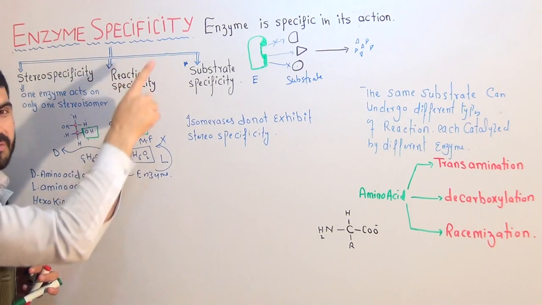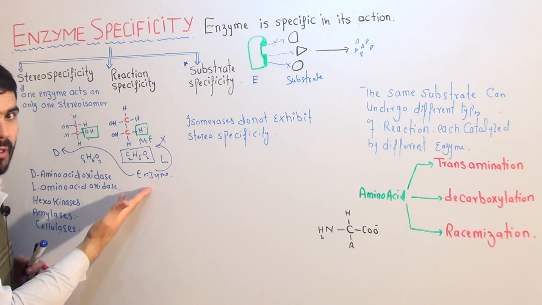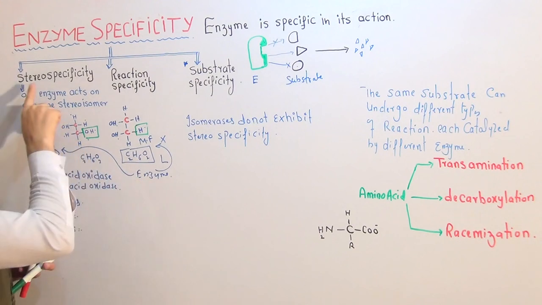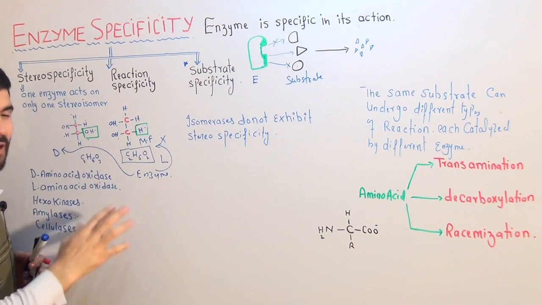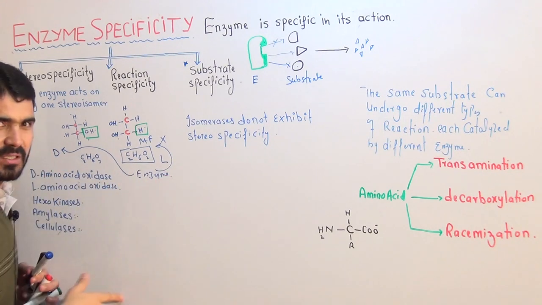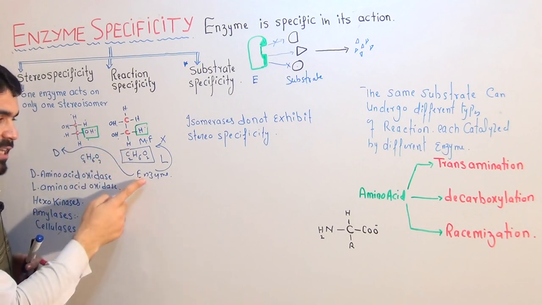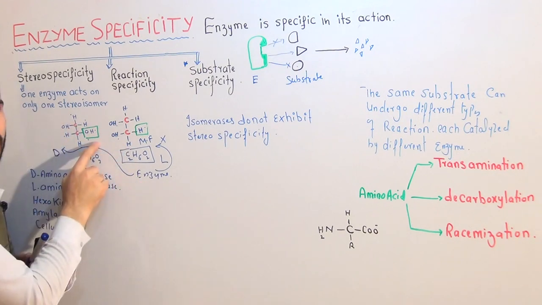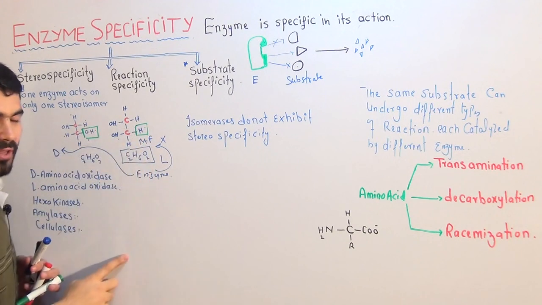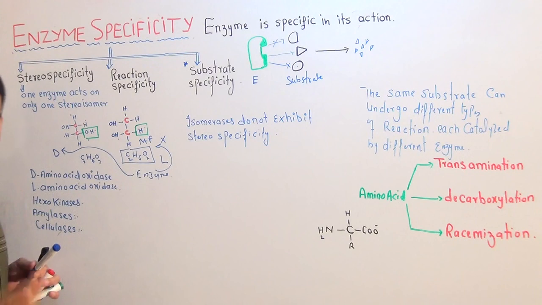But inside specificity, what type of specificity is this enzyme showing? So we say this enzyme is showing stereospecificity. You cannot only say the enzyme is specific, but you should mention which kind of specificity. So we say this is stereospecificity. The enzyme is acting on one stereoisomer, but it is not acting on the other stereoisomer. I hope you got the idea. Now we have another example.